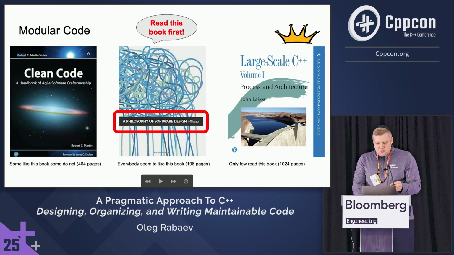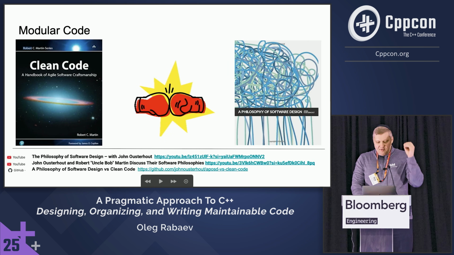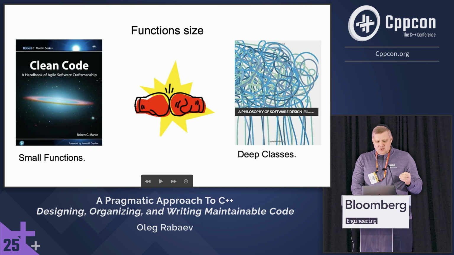If you never heard about this book, in the middle, The Philosophy of Software Design, go on Amazon after my presentation and buy it. There are philosophical differences between Uncle Bob, everyone knows Clean Code, and John Ousterhout. Watch the videos, make sure to get popcorn. So let's settle some of those differences.